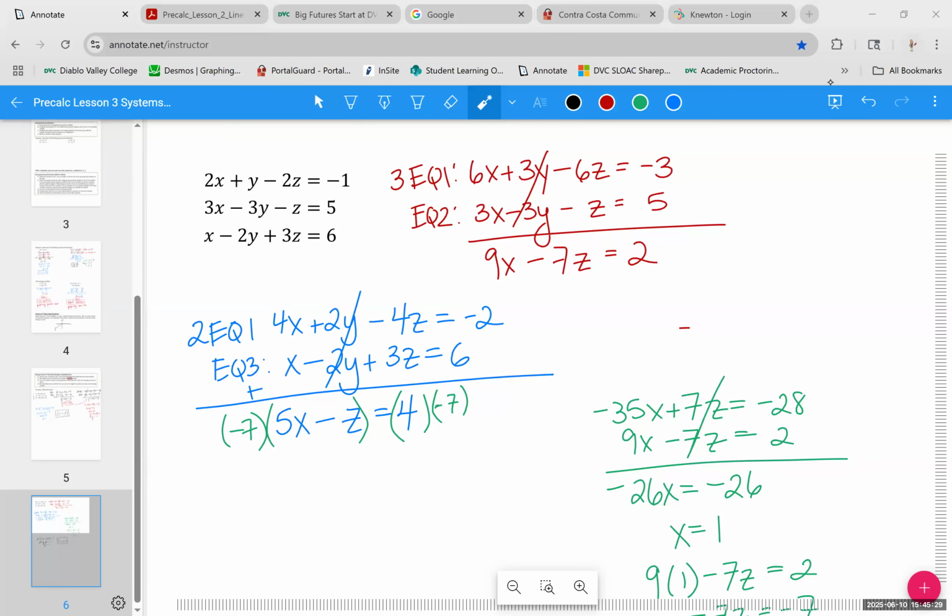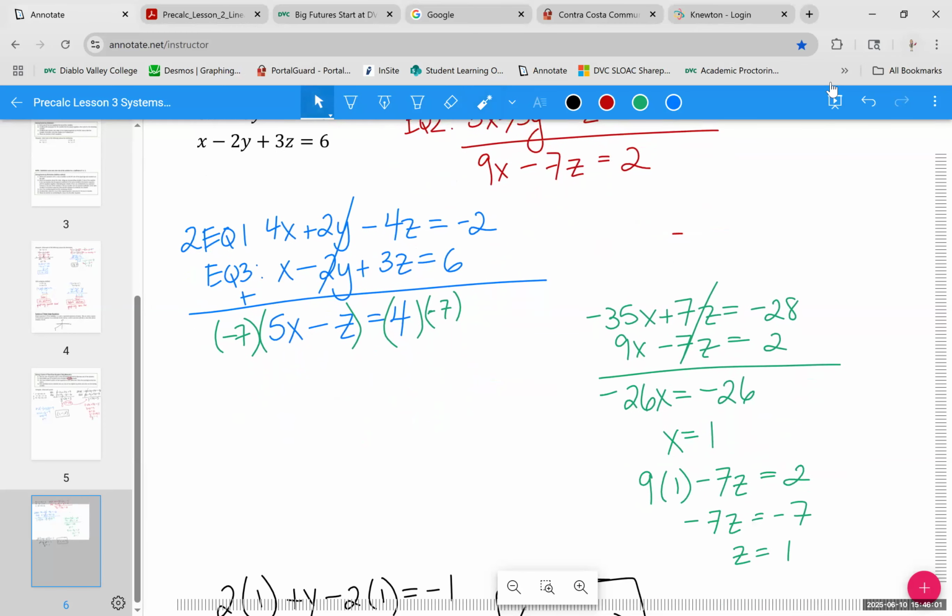All right, let's check in and see how it went. So since we decided we would try to eliminate y, I started by multiplying equation 1 by 3 so that it would line up with equation 2 for the y's to cancel. I got 9x minus 7z equals 2. And then I went back to equation 1 and multiplied this by a 2, so it would line up to cancel the y's with equation 3. I got, it's in blue here, 5x minus z equals 4.